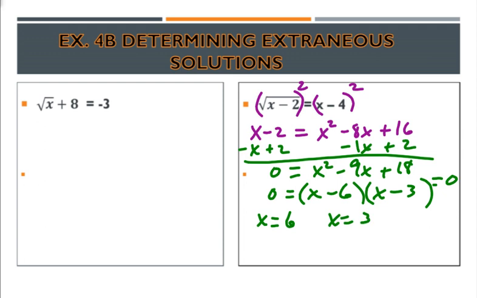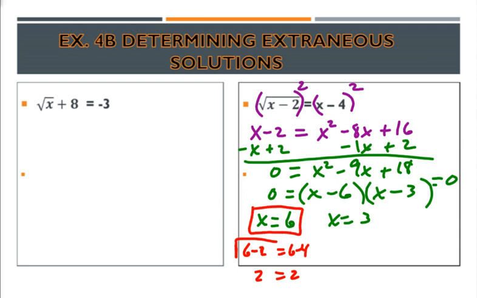I have to check, does any of them not work in the original? So if I put a 6 in here, 6 minus 2, the square root of 6 minus 2 equals 4. So the side is 4. If I take 6 minus 4, so the square root of 4 is 2. So this side is 2. 6 minus 4 is 2, so I know 6 is a solution.